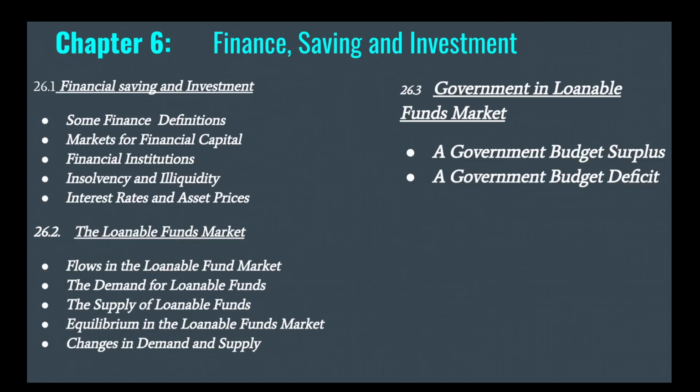26.2, the loanable funds market. Flows in the loanable funds market, the demand for loanable funds, the supply of loanable funds, equilibrium in the loanable funds market, changes in demand and supply. 26.3, government in the loanable funds market, a government budget surplus, a government budget deficit.